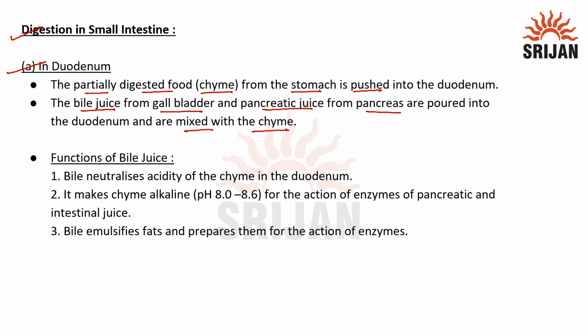Let's talk about the functions of bile juice. Bile neutralizes the acidity of the chyme in the duodenum. It makes the chyme alkaline, that is pH 8.0 to 8.6, for the action of enzymes of pancreatic and intestinal juice. Bile plays an important role in emulsification of fat and prepares it for the action of other enzymes.